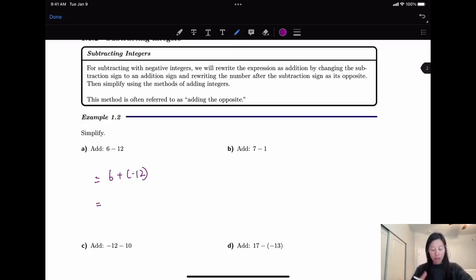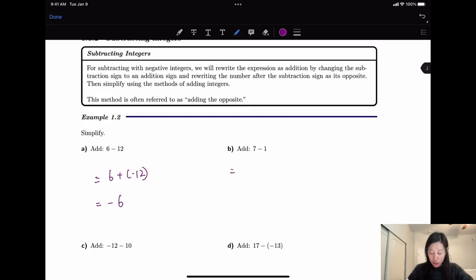Now they have two different signs. We use the bigger number and subtract the smaller value, which is 6. We use 12 minus 6, we get 6. And then we keep the sign of the larger value, which is negative. So we get negative 6.